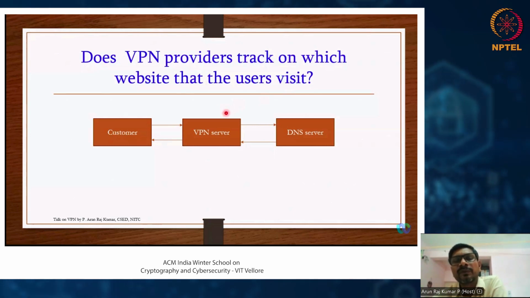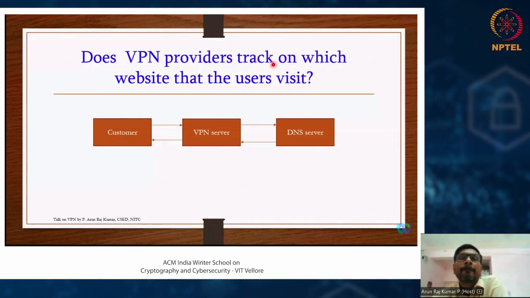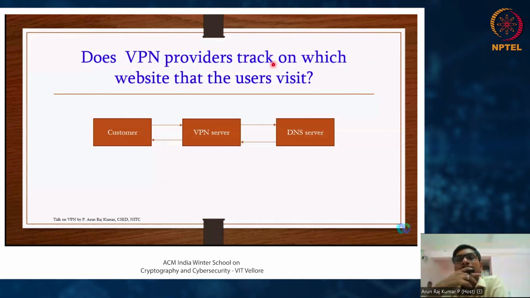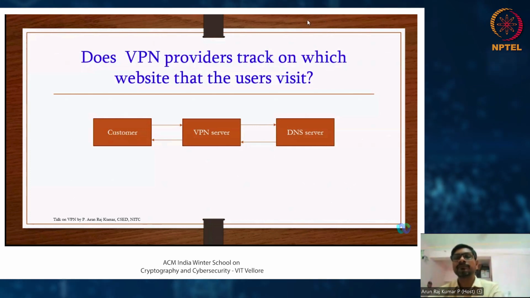So what are the sites that you are watching? Are they tracking what website a particular user is visiting? The VPN providers? Anyone?